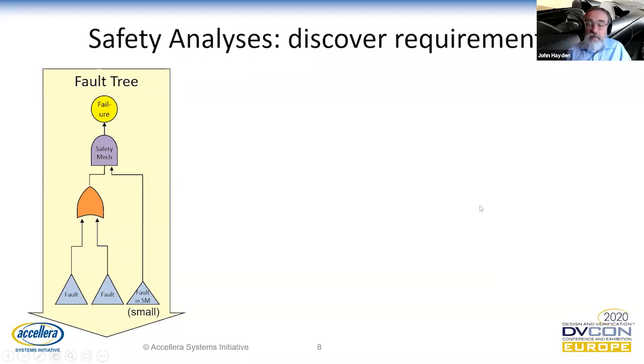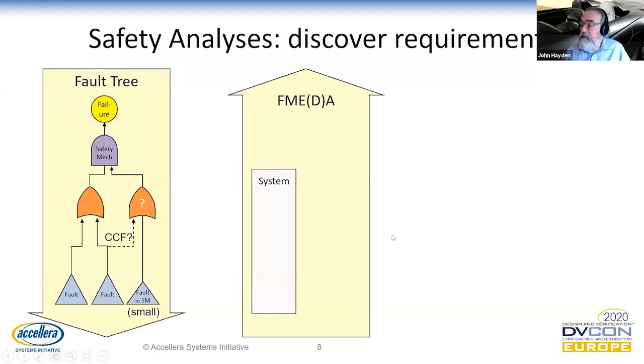A fault tree is also a really good way of determining if you've got common cause faults that might bring down both your safety mechanism and your primary function. And typically these are faults in, say, your clock tree or your reset or your power supply or shared references and so forth. Now, another class of safety analysis is the FMEA or FMEDA, which starts as bottom up. You take your system, you break it down into components, and I enumerate all of the potential faults and failure modes of those low-level elements.